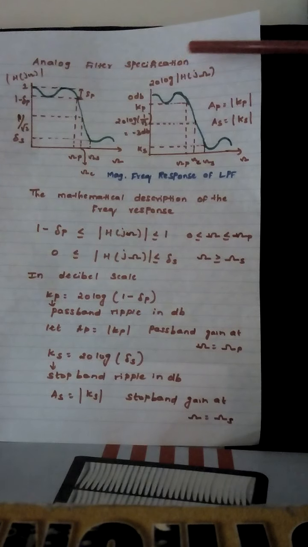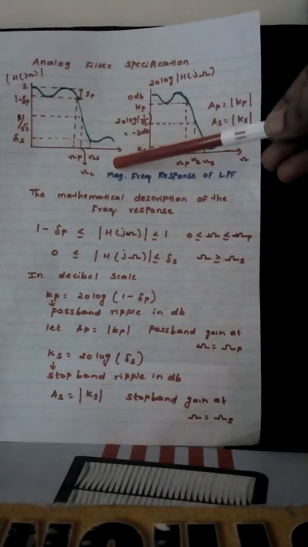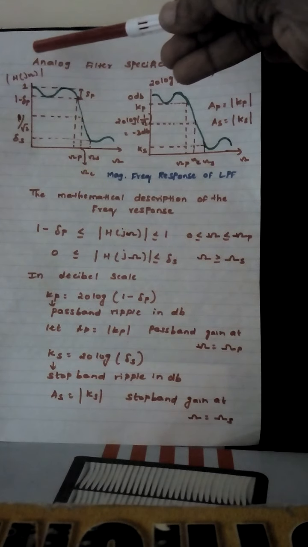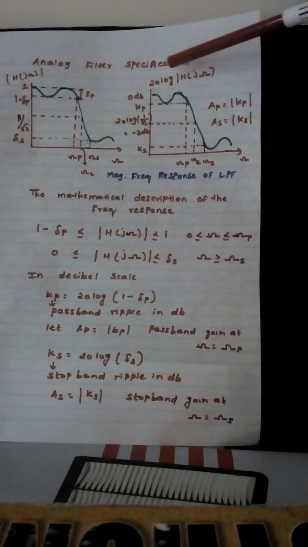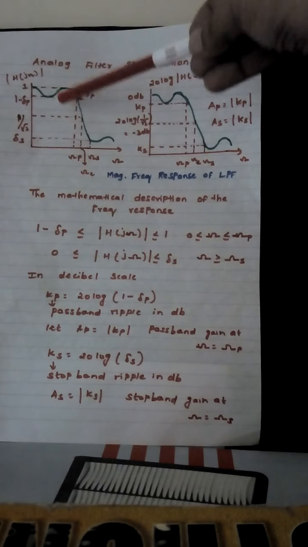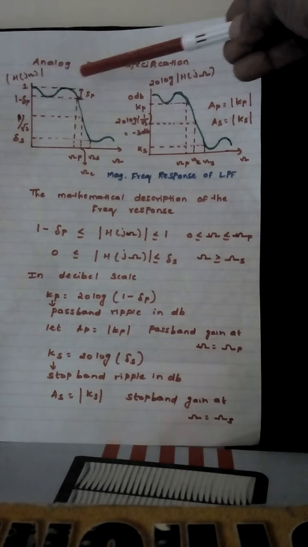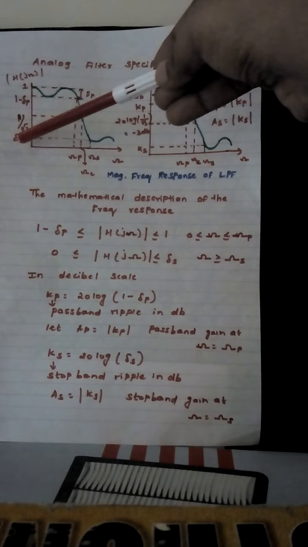Another one is the analog filter specification. In this we are considering omega versus gain, that is, omega in radians per second and gain in decibels. For converting into a decibel scale, everything is converted in the same way. Here we are considering the normalized value 1. Another gain is delta P, another one is delta S.